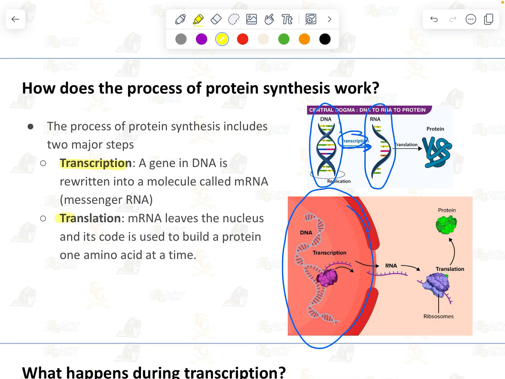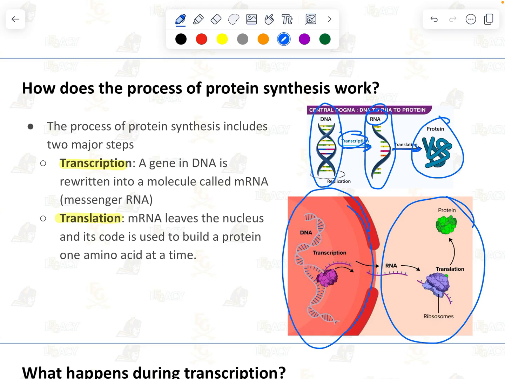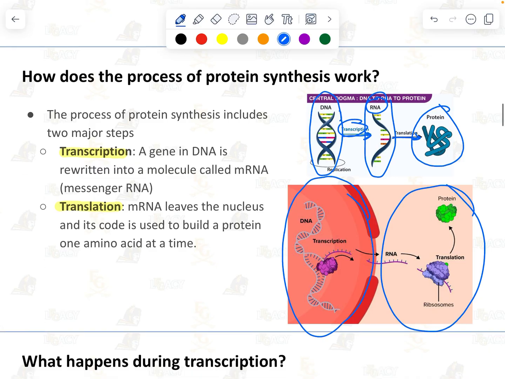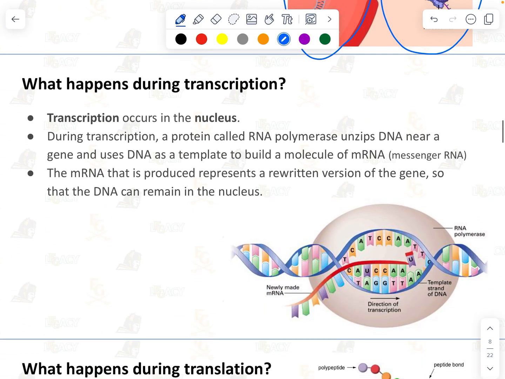The second step of protein synthesis is translation, where that mRNA that's made in transcription will leave the nucleus, and its code is going to be used to build a protein one amino acid at a time. So translation is simply taking RNA and building a protein, which will have a function in the cell, and that process occurs outside the nucleus at a ribosome. So let's take a closer look at what happens during transcription.